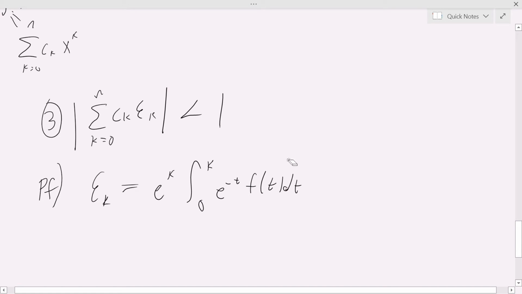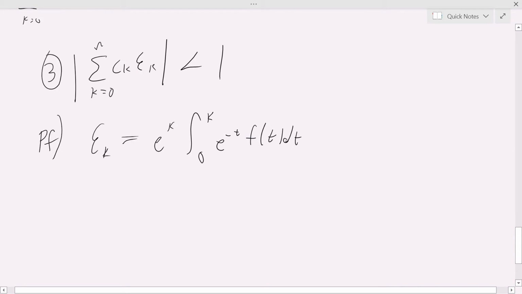So now how do we actually go about bounding this in the appropriate way? Well, it's not so difficult. The first thing is just a very easy bound. e to the minus t, if we're over the interval from 0 to k, we can replace e to the minus t with 1. It's always going to be at most 1. So we can establish an easy upper bound by just saying this is at most e to the k times the integral from 0 to k of 1 times f of t dt.